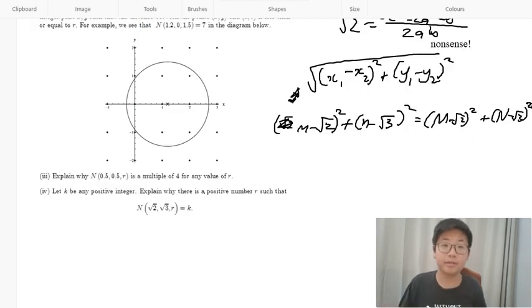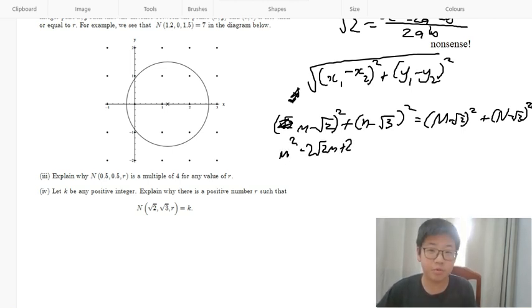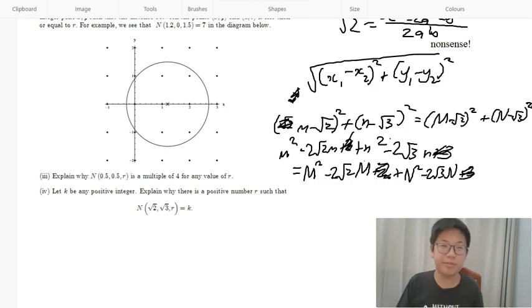Got that. And then we're going to expand the brackets, which will give us m squared minus 2 root 2 m plus 2 plus n squared minus 2 root 3 n plus 3 equals big M squared minus 2 root 2 big M plus 2 plus big N squared minus 2 root 3 big N plus 3. There you have it. And we are now going to take off some terms. We can take out the constant terms because they are on both sides of the equation.